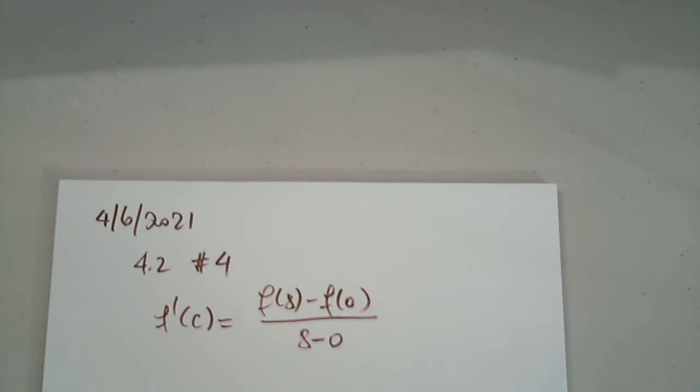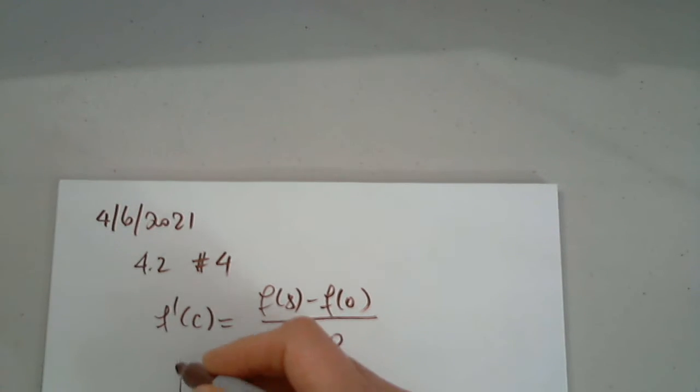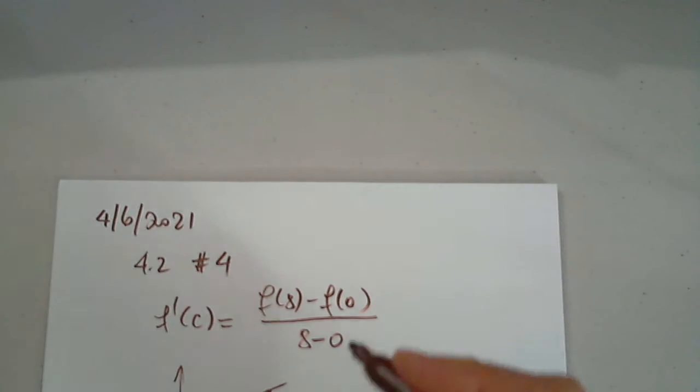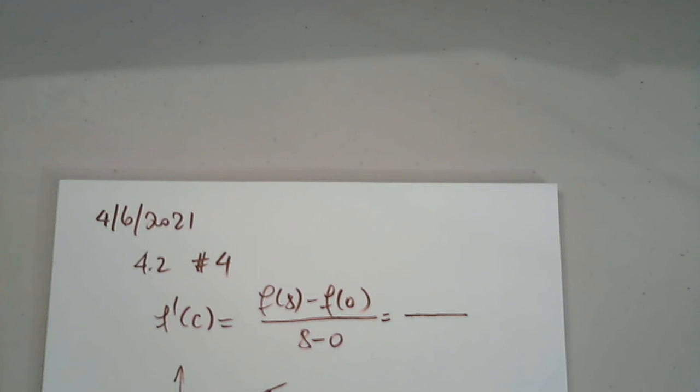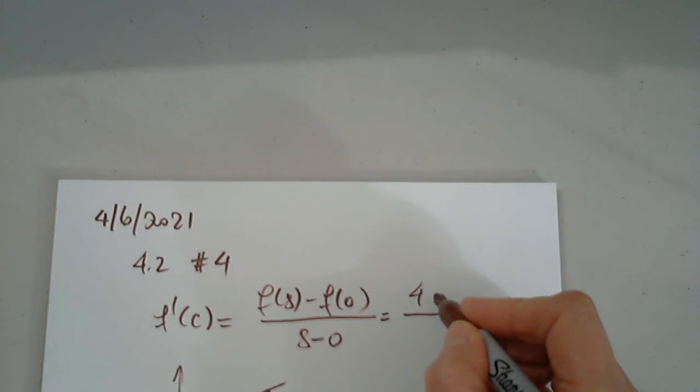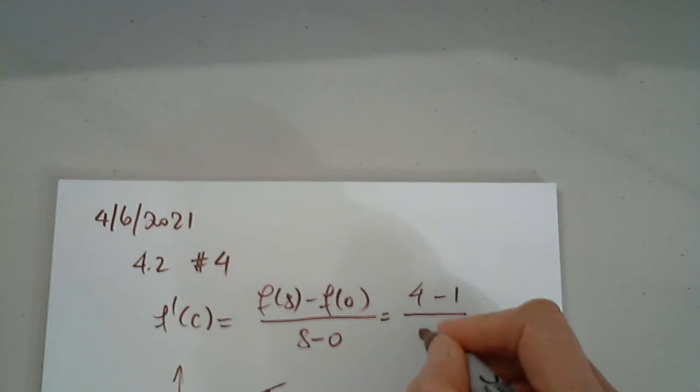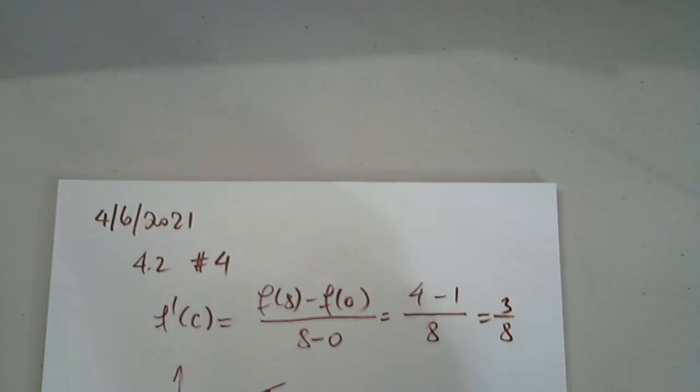So the graph is something like this. I have to determine the slope of the secant line, and then estimate where two other points are where the slope of the tangent line is equal to the slope of the secant line. So now I have to go back and estimate what was f of 8. Sorry, I didn't look. So f of 8 is 1, 2, 3, 4, I believe. f of 0 is 1. And then over 8 minus 0, which is 8. So this is 3 over 8.